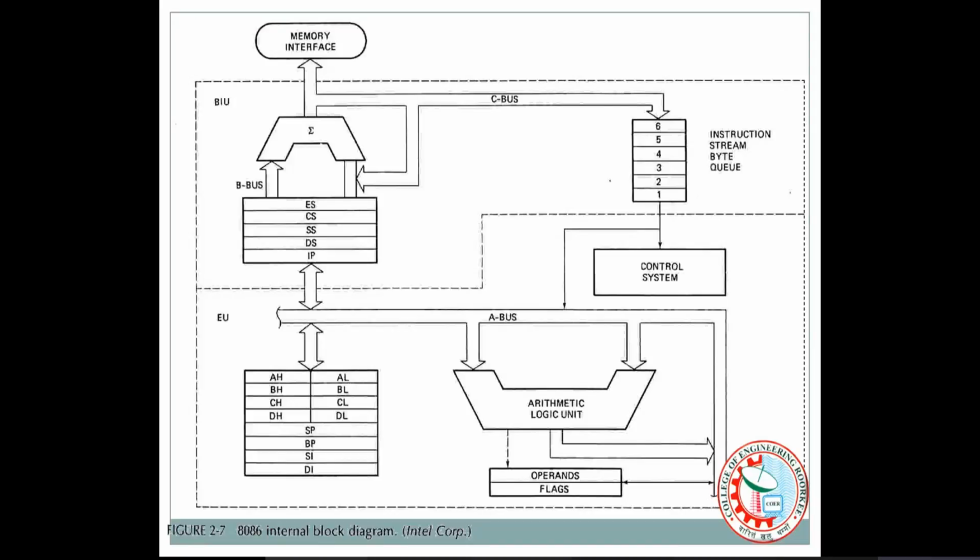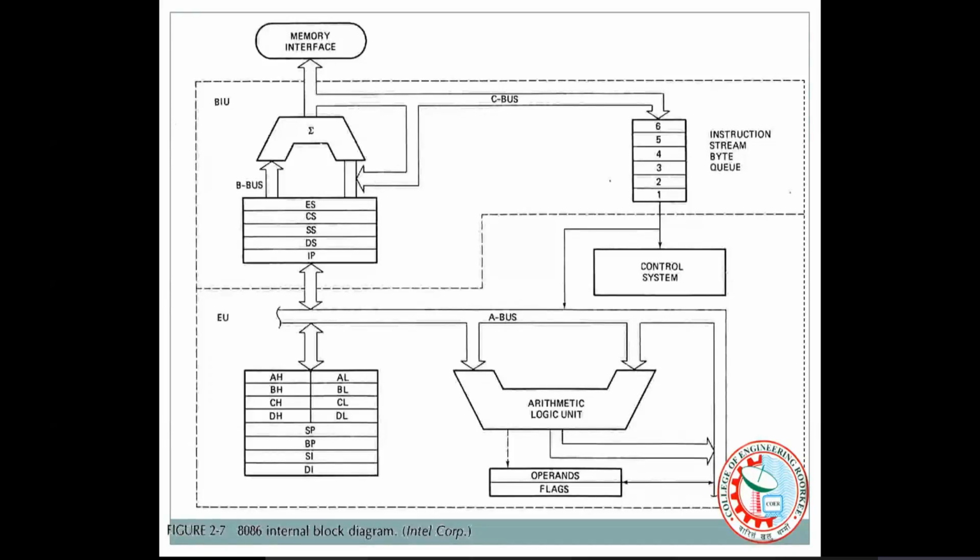Anything feeling familiar in this? At least I believe you know about ALU. In the bottom, you know about operand, you know about flag. Fine. And in the left side, bottom, AH, AL, BH, BL, CH, CL, DH, DL, then SP, BP, SI, DI. Fine. In the top side, on the left, you have ES, CS, SS, DS, and IP. They are the segment registers and instruction pointer.